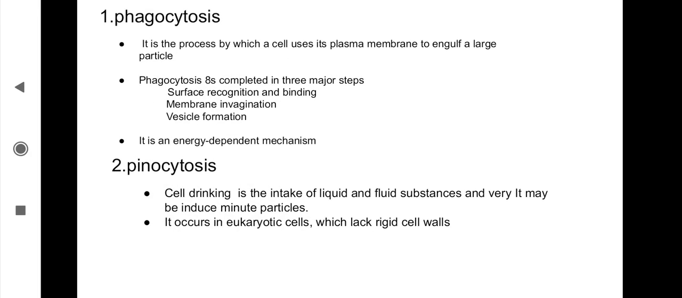And next we discuss pinocytosis. Pinocytosis or cell drinking is an intake of liquid and fluid substances, very minute particles. It occurs in eukaryotic cells which lack a rigid cell wall. The inducer substance recognizes a specific receptor site on the membrane and binds with it. This is followed by membrane invagination to form a vesicle or channel. Finally, the vesicle or channel detaches from the membrane and gets internalized, drifts into the cell interior and forms a pinosome. The pinosome will fuse with the primary lysosome to get its contents digested by lysosomal enzymes.